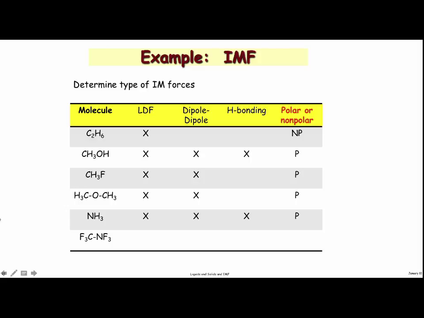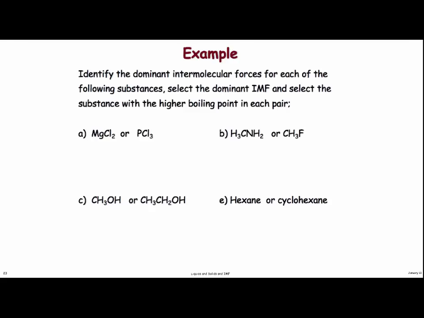This right here, F3CNF3, this is a polar chemical. It doesn't have hydrogen bonding. It definitely has London dispersion force. Let's take a look at this next example. If you take a look at this example, identify the dominant intermolecular force for each substance, select the dominant intermolecular force, and select the substance with the higher boiling point.